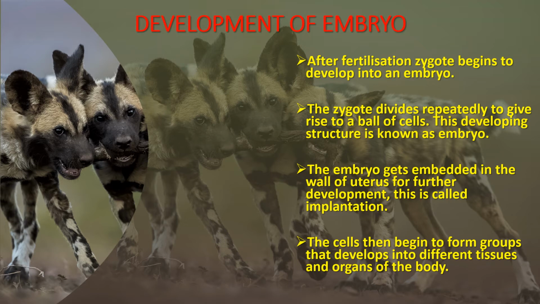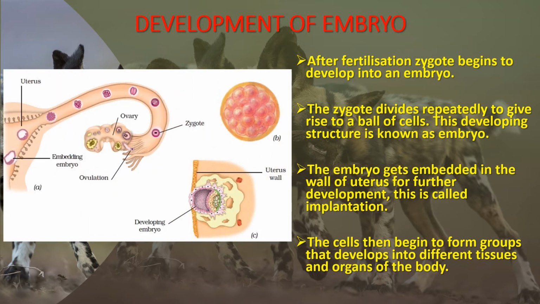Okay, here we can see the picture. You can see that this is the ovary. The ovary produces an ovum and it passes to the oviduct. That process is known as ovulation. And then fertilization takes place in the oviduct and a zygote forms.